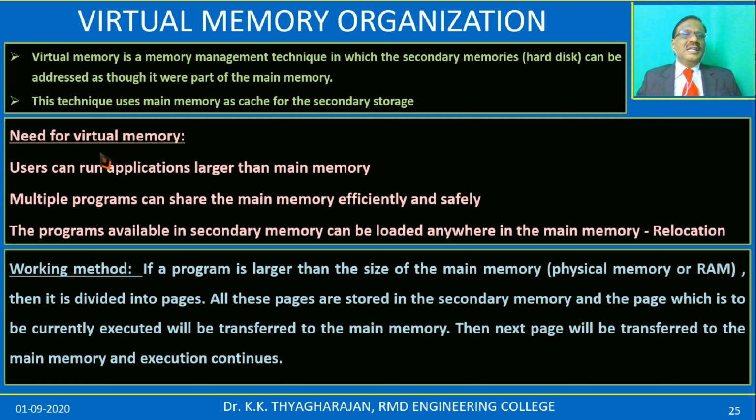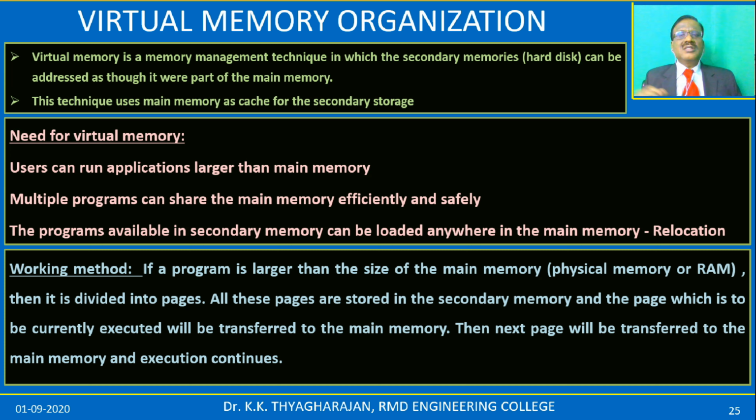So what is the need for virtual memory? Users can run applications larger than main memory, and multiple programs can share the main memory efficiently and safely. The programs available in the secondary memory can be loaded anywhere in the main memory, and it is called relocation. So how does it work?